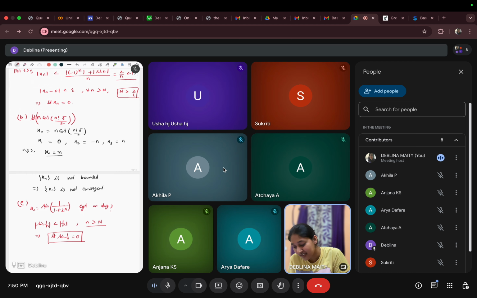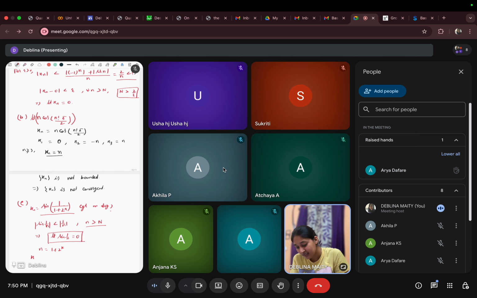And what is this sine 1 by 1 plus 2 to the power n? This is a subsequence of the sequence sine 1 by n. If we take n to be 1 plus 2 to the power k, then xn is what? x of 1 plus 2 to the power k is sine 1 by 1 plus 2 to the power k. So this is a subsequence of xn, a subsequence of sine 1 by n.